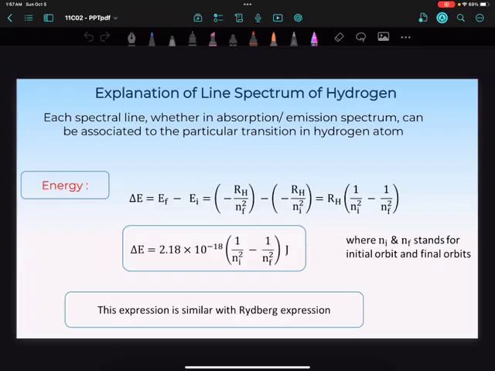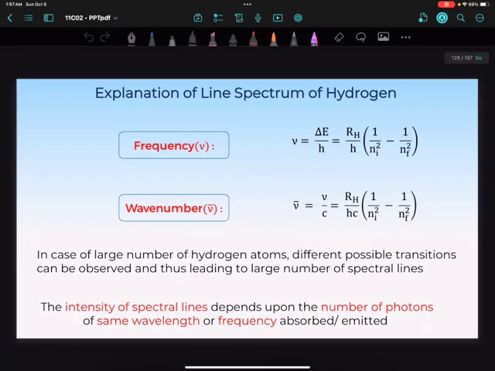So I will be the initial and F will be the final. This expression is similar to the Rydberg expression. The frequency can be found as change in the energy upon Planck's constant. Change in energy is final minus initial, and the wave number can be 1 by n1 square minus 1 by n final square.